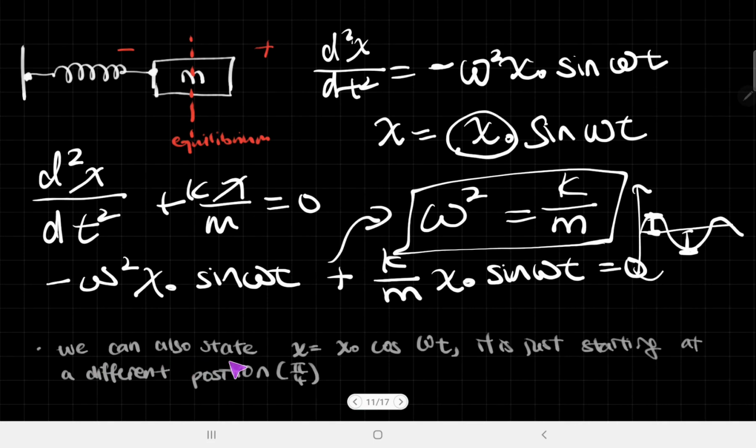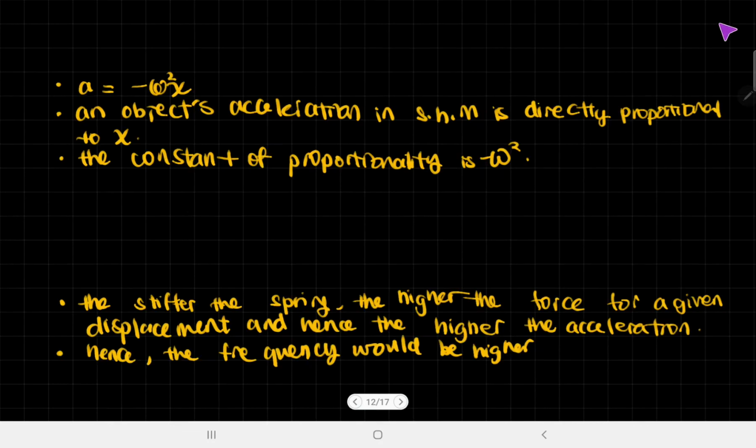We can also state that x equals amplitude cosine omega t, because it's the exact same thing. It's just going to start at a different position. But conventionally, we would use this, and this is how we derived all of it.